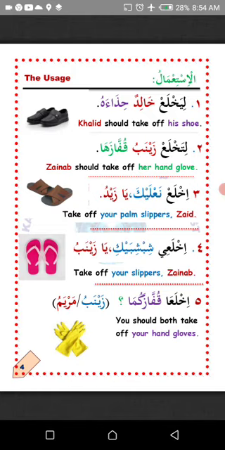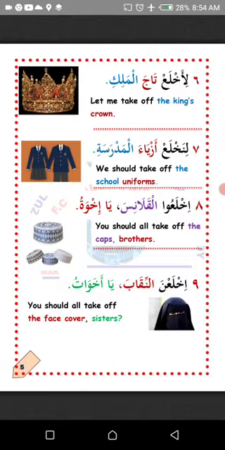لعلك فهمت? I hope you understand. MashaAllah. Number six: لأخلع تاج الملك. Let me take off تاج الملك, the king's crown.